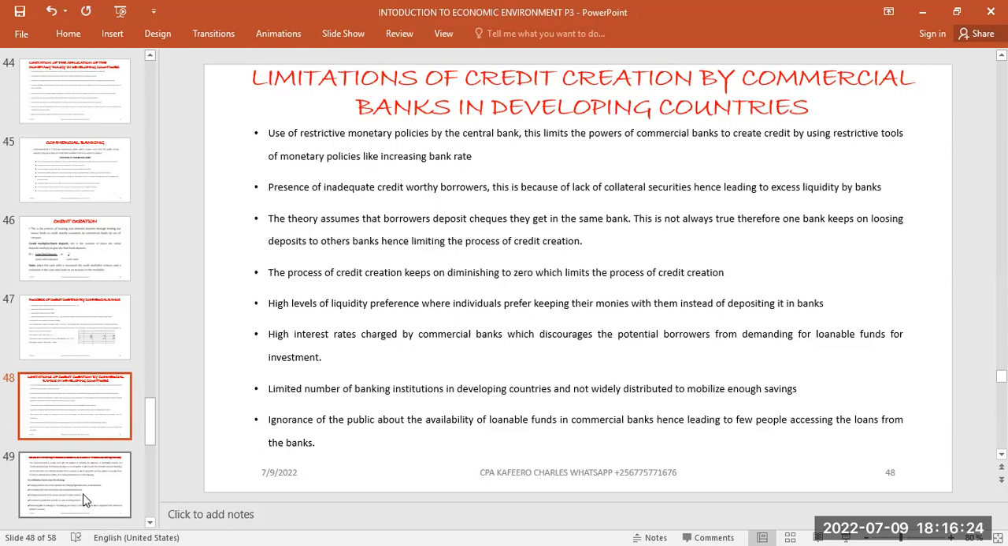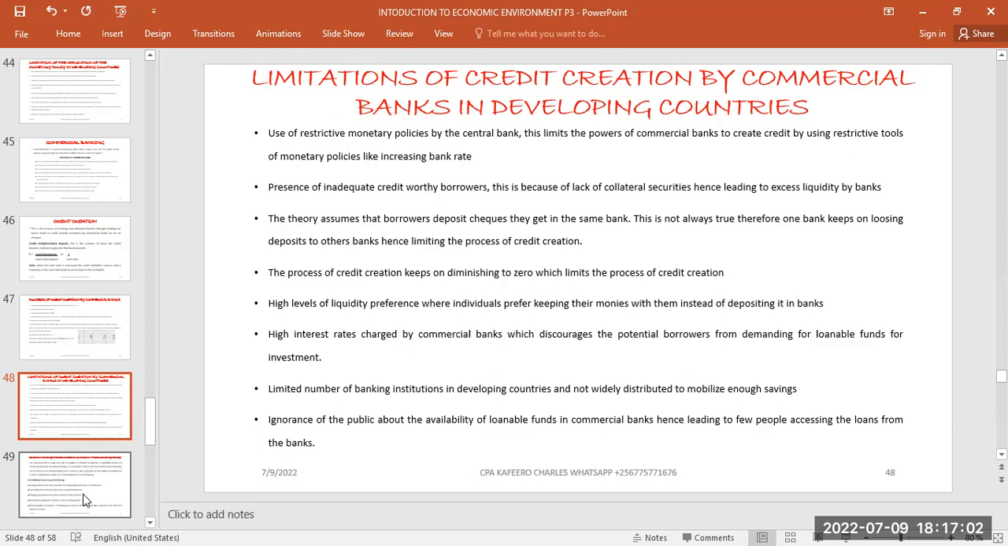Then the other one will be the presence of inadequate credit-worthy borrowers. People you can't even trust. When you give them money, they may just disappear with the money. And why are we having them? Because they cannot even afford the collateral securities, they don't have. So when they can't take the money, then we are going to be remaining with the money for nothing. Because if they deposit the money, at the end of the day we are supposed to pay interest on those people who have made their fixed deposits, and if you have not used the money, then we are not going to be making business.